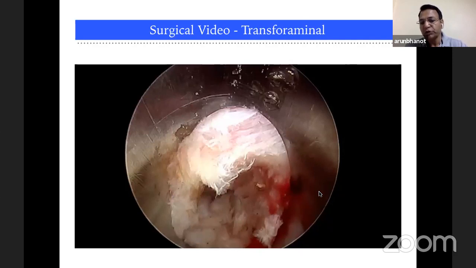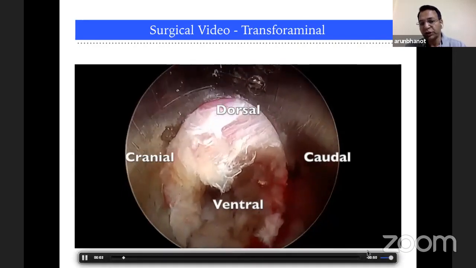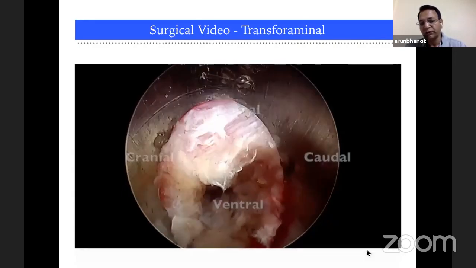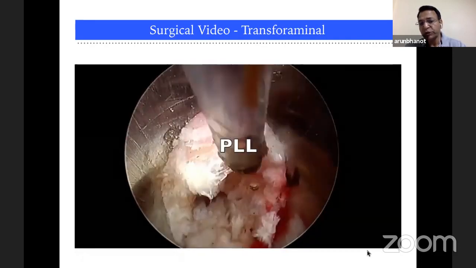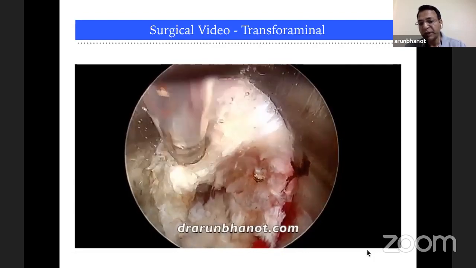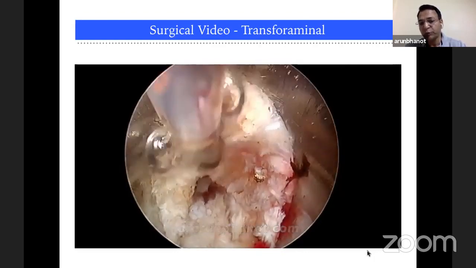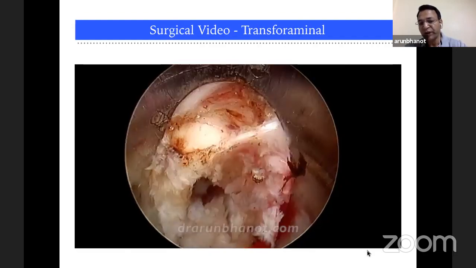After we have introduced the cannula inside the disc, just under the annulus, we start this video. So this is your orientation: 12 o'clock is dorsal and 6 o'clock is ventral. These small tiny fibers are fibers of the posterior longitudinal ligament, which we can shrink with this flexible radio frequency probe, and we can use this probe to cut and shrink both. So you can see we are shrinking and cutting the PLL fibers here.